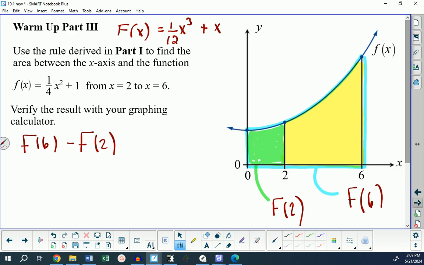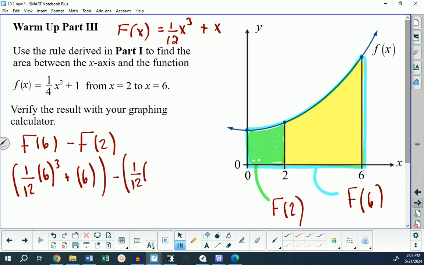So I need to put in 6 to 1/12 x cubed plus x, and subtract what I get when I put in 2 to 1/12 x cubed plus x. And of course, because of this subtraction sign here, you better make sure that the second calculation is in brackets. I'll give you a minute to run those numbers and see what you get.